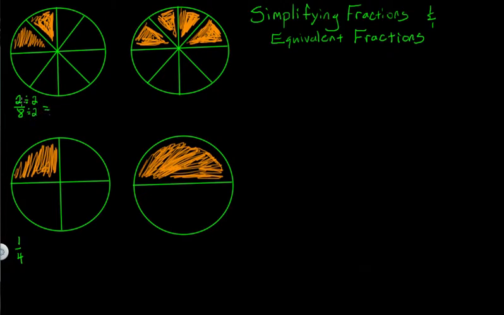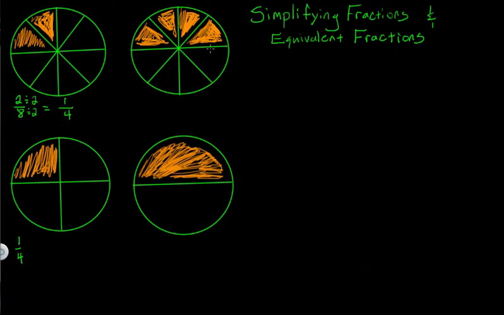And if I do that, 2 divided by 2 is 1. 8 divided by 2 is 4. So you see I end up with this simplified version of the fraction here. All right? So anytime I have a numerator and denominator that have a common factor, I can divide that factor out to get the fraction in simplest form.